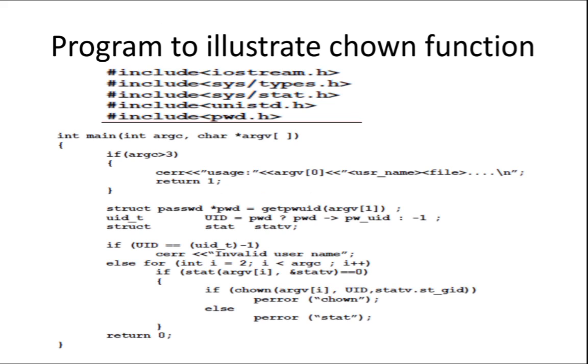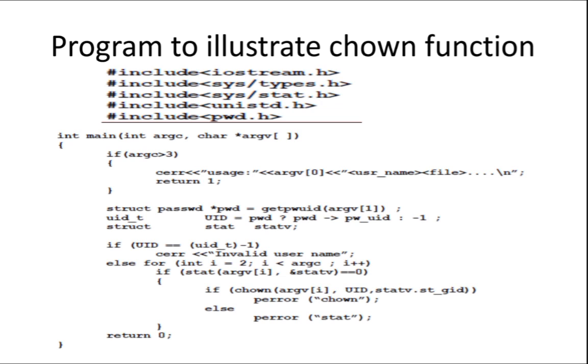So this is the program to illustrate the chown function. You can see there are header files: iostream.h, sys/types.h, sys/stat.h, unistd.h, pwd.h. These are all the header files. Why am I using iostream? Because I am using cout and cerr here, that's why I am using the iostream.h header. You can see there the execution starts from the main function. I am passing the command line arguments argc and argv to the main function, you can see there.